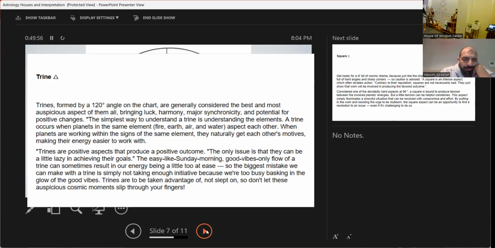The easy, Sunday-morning good vibes flow of a trine can sometimes result in our energy being a little too at ease. So the biggest mistake we can make with a trine is simply not taking enough initiative because we're too busy basking in the glow of the good vibes. Trines are to be taken advantage of, not slept on. So don't let these auspicious cosmic moments slip through your fingers. So what is the advice when someone has a trine in their chart? Take action.